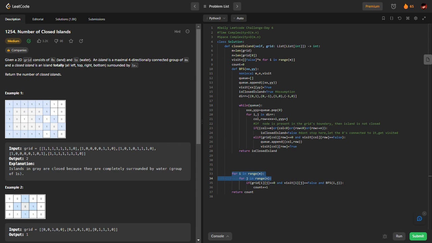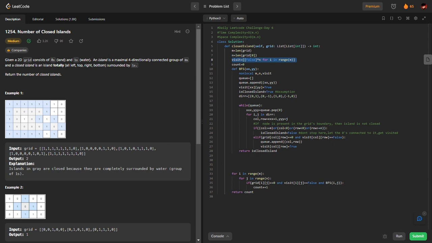In this part, this is one. When we're doing BFS, for each node we are doing four traversals. How many nodes are there? M into n nodes are there. For each of them we are doing four, so four into m into n, so it will again be of the order O of m into n. So time complexity is O of m into n, and space complexity, because we are using a visit array, will again be of the order O of m into n, because it's an m into n matrix.